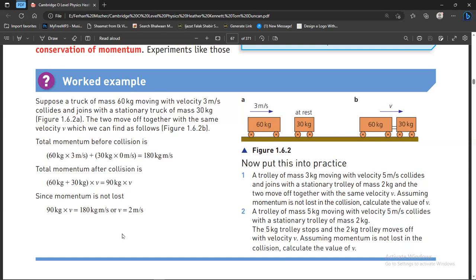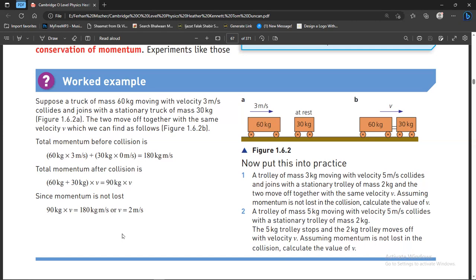A trolley of mass 3 kg moving with velocity 5 meter per second collides and joins with a stationary trolley of mass 2 kg, and the two move off together with the same velocity v. Assuming momentum is not lost in the collision, calculate the value of v. You see, this is the exact same question, only the values have changed.